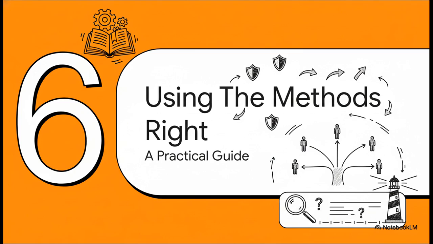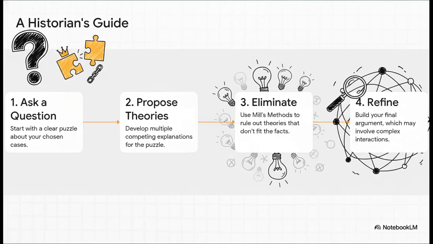Let's boil all this down into a practical guide for anyone who wants to start thinking like a comparative historian. Here it is, a 4-step process. First, start with a really clear puzzle. Why did a revolution happen here but fail over there? Second, and this is key, don't just have one pet theory. Come up with several competing explanations. Third, use the methods not to prove anything, but to eliminate the theories that just don't fit the facts of all your cases. And finally, what's left over becomes the foundation for your final, refined argument, which will almost certainly involve a complex combination of factors, just like Skocpol's did.